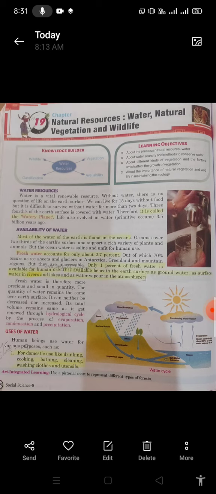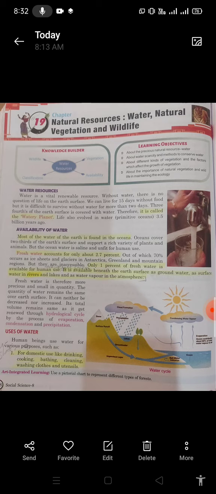Now, we will see how the hydrological cycle, or the water cycle, works. Clear? Fresh water is therefore more precious and small in quantity. The quantity of water remains the same over the earth's surface. It can neither be decreased nor increased. Its total volume remains the same as it gets renewed through the hydrological cycle.